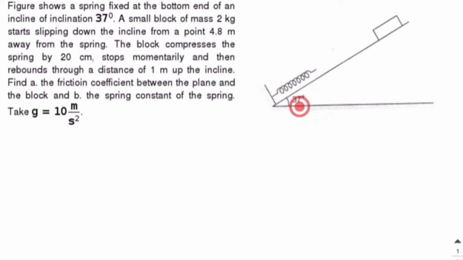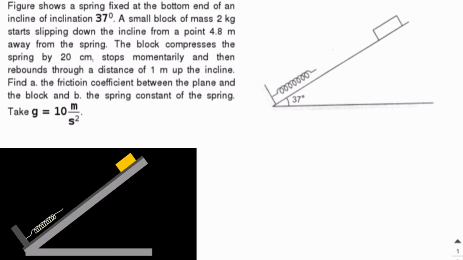And this is the diagram relevant to our question. Let us first look at this animation to get the proper feel of the situation. In this animation, the block is initially at rest and it moves down by 4.8 meters along the inclination and then compresses the spring by 20 centimeters, that is 0.2 meters. This means the total distance moved down the incline is 5 meters. Then it bounces back by 1 meter and finally the block is at rest.